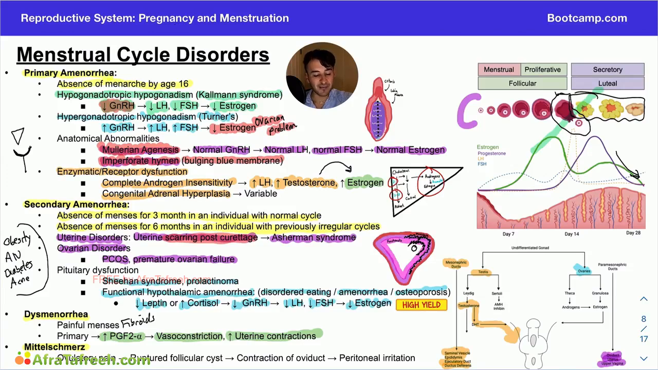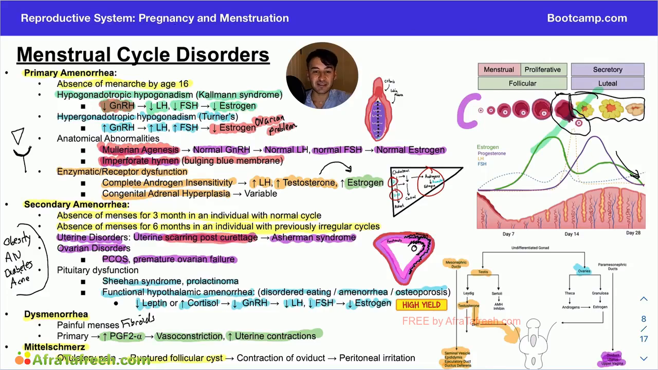I want to wrap up by talking about something really cool called Mittelschmerz, which is actually German for middle pain, and this is going to be ovulatory pain related to the rupture of our follicular cyst. So we remember here in our diagram that we have ovulation occurring approximately at day 14. And when that happens, we're going to have a burst, and that burst can be kind of painful. It's going to cause some peritoneal inflammation.